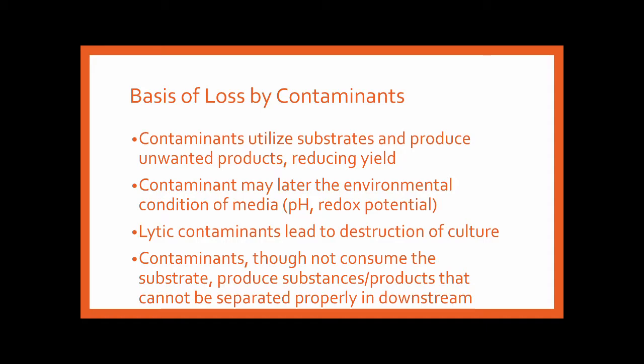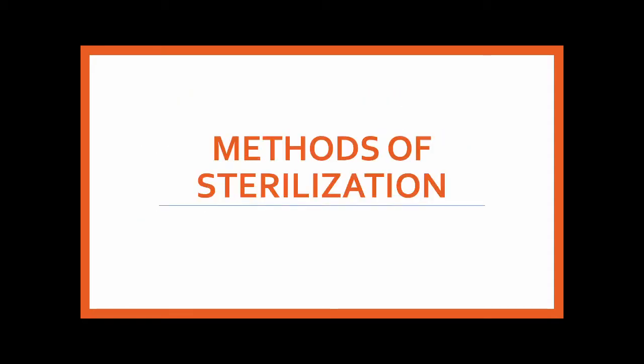Contaminants that do not consume the substrate may produce substances or products that cannot be separated properly in downstream processes. So you might have unwanted products, for example, off-putting odors and unwanted flavor profiles that are caused by contaminants. So in order to remove that, you do sterilization.